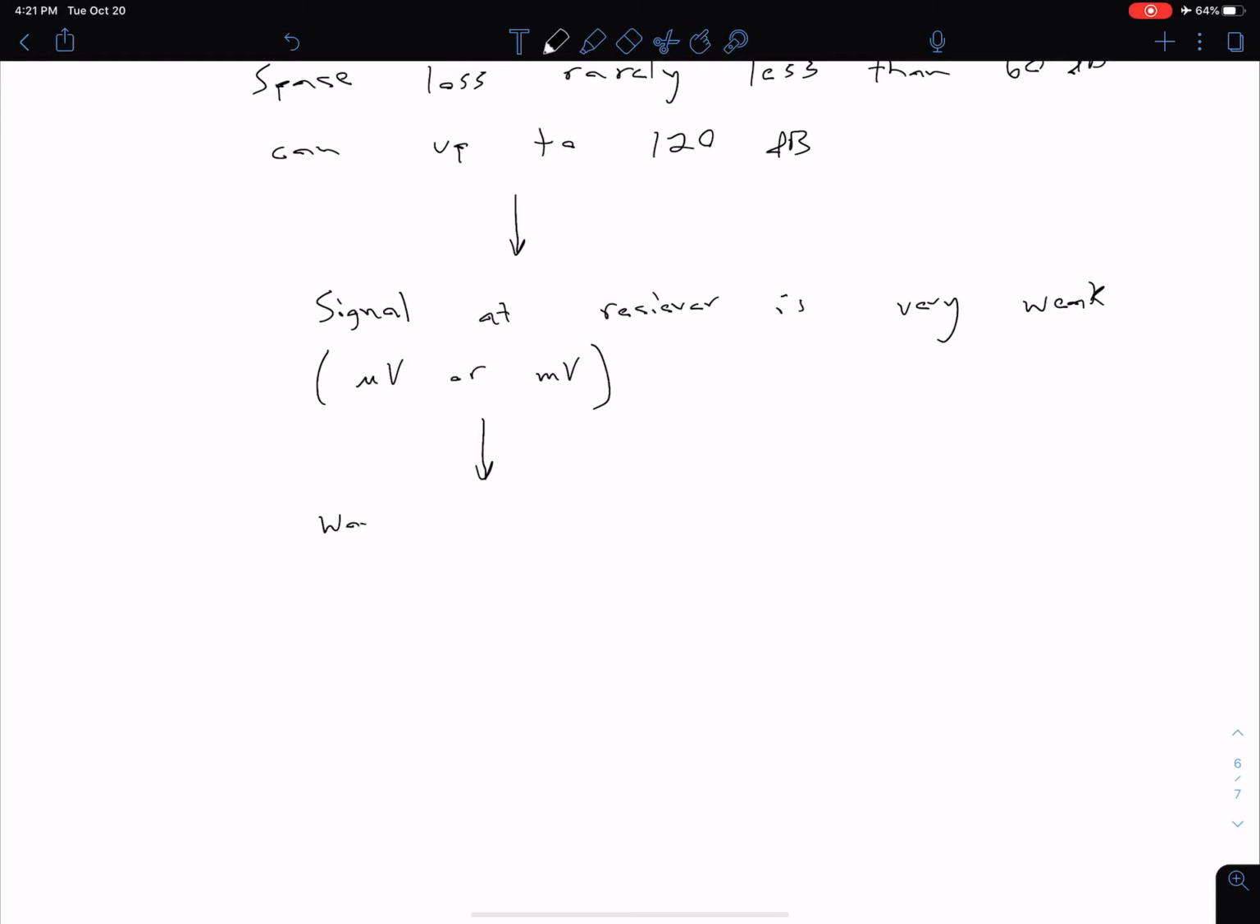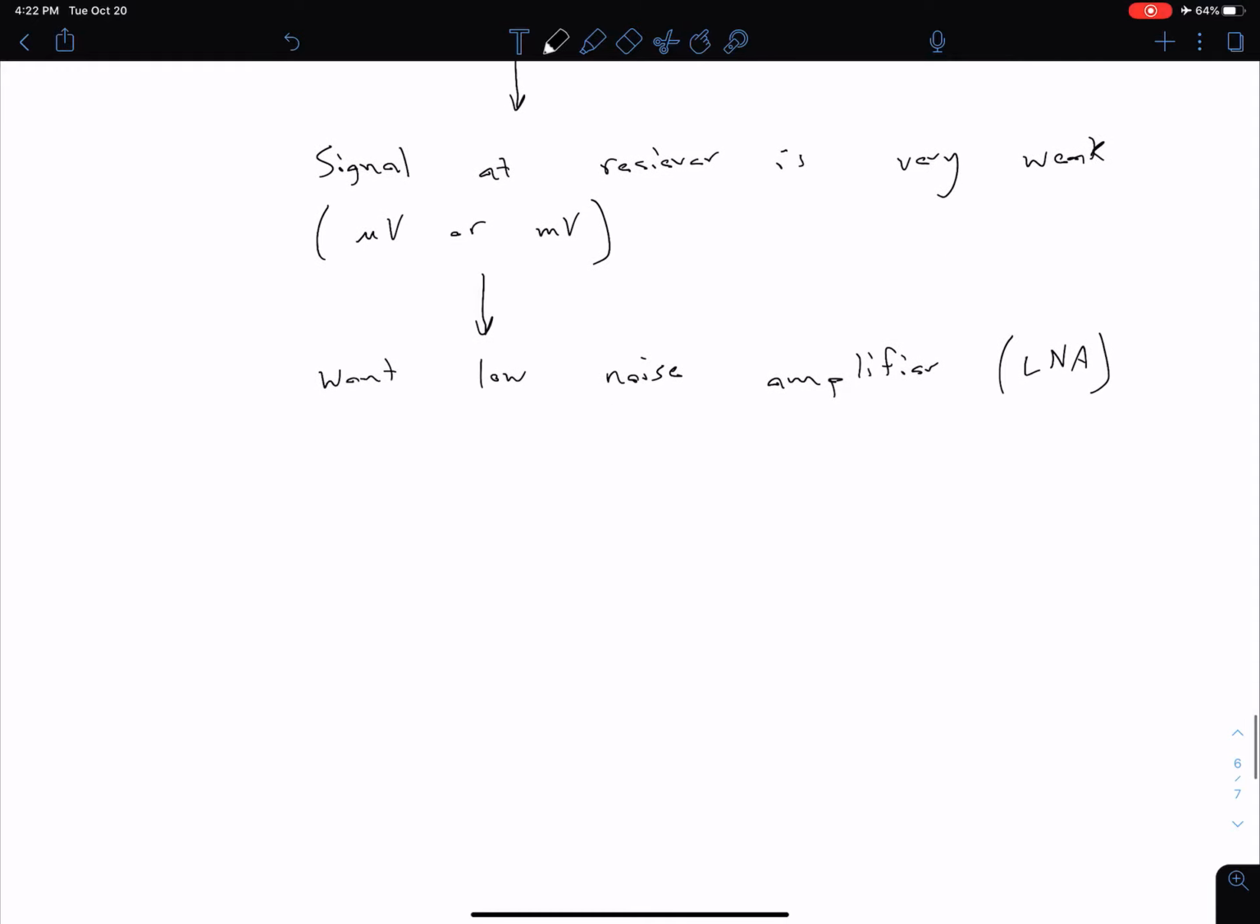So we want a low noise amplifier on our receiver. And so we'll see later, we're going to abbreviate this LNA for low noise amplifier. And so we want to make sure we do that so all of our signal is there and it's not been corrupted by noise before we send it into our demodulation stage.